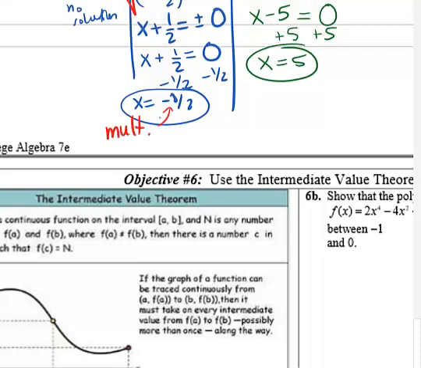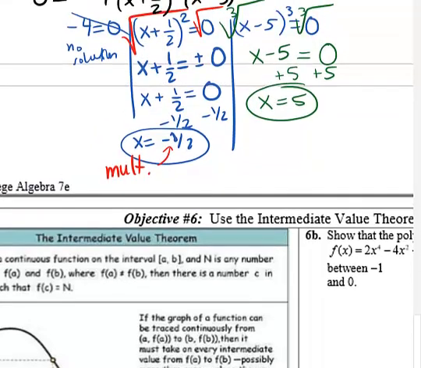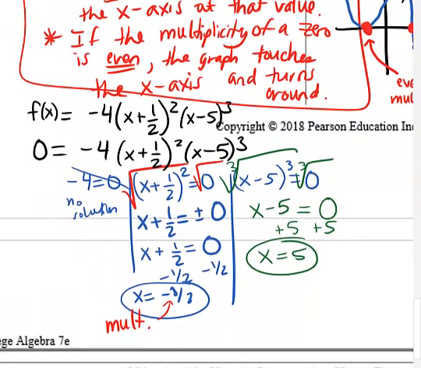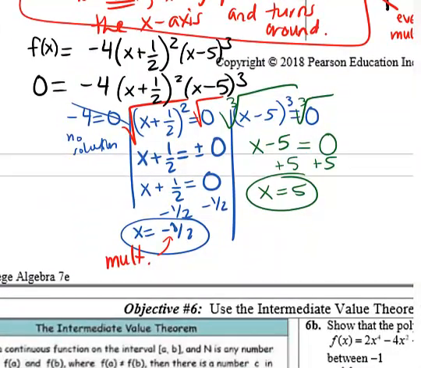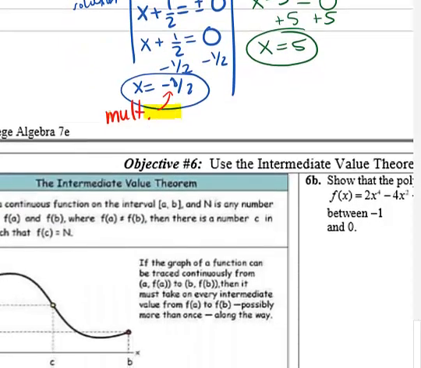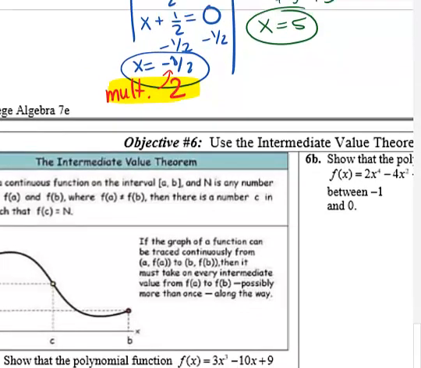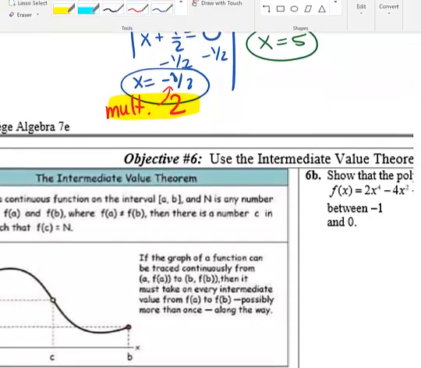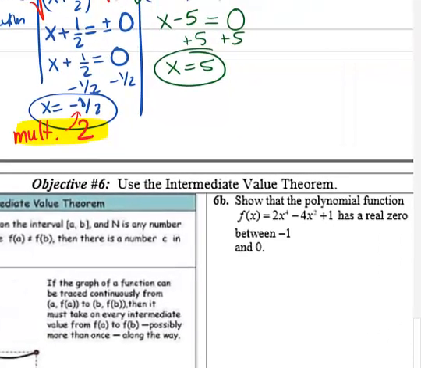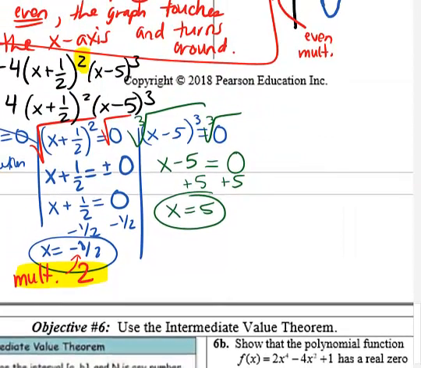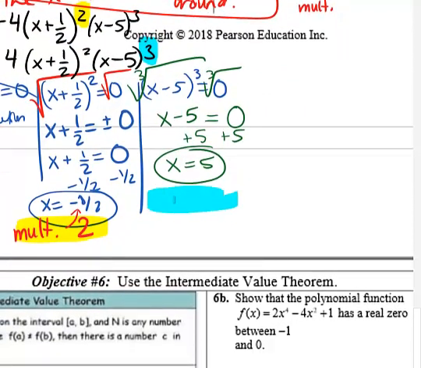Multiplicity of the first one that we found, the -1/2. All I really have to do, like we described, is go back to the factored form and look at the exponent on that factor. That 2 that I just highlighted is the multiplicity here. So that's why x equals -1/2 has multiplicity 2. Let's do the same thing for x equals 5. Let me go back to the factored form. Here it is, and then look at the exponent on that factor. It's a 3, so the multiplicity is 3.